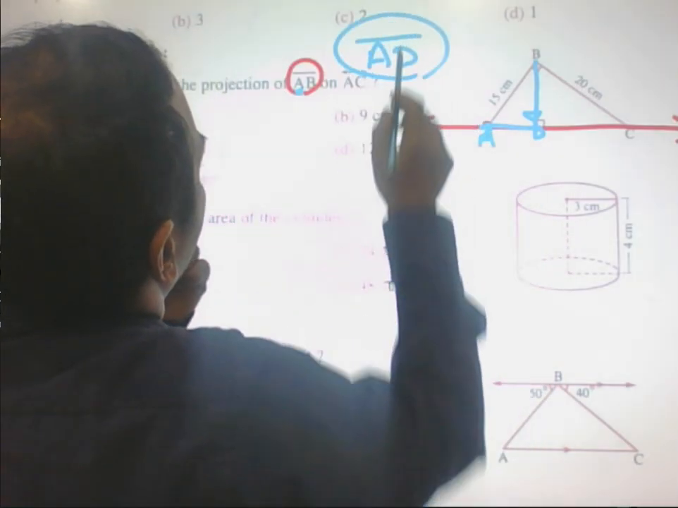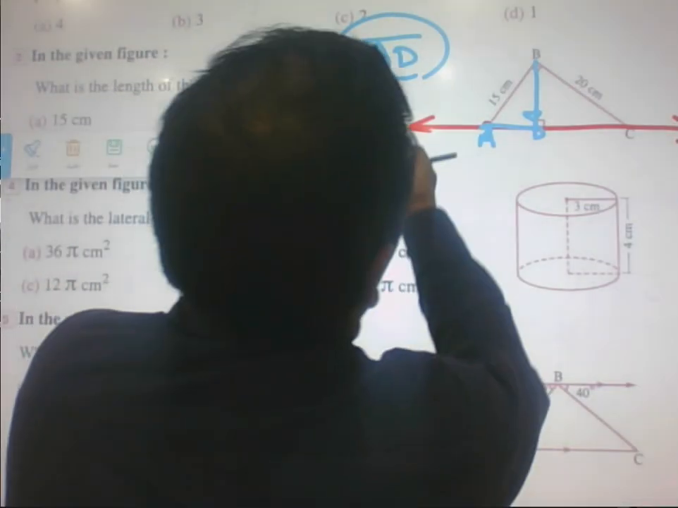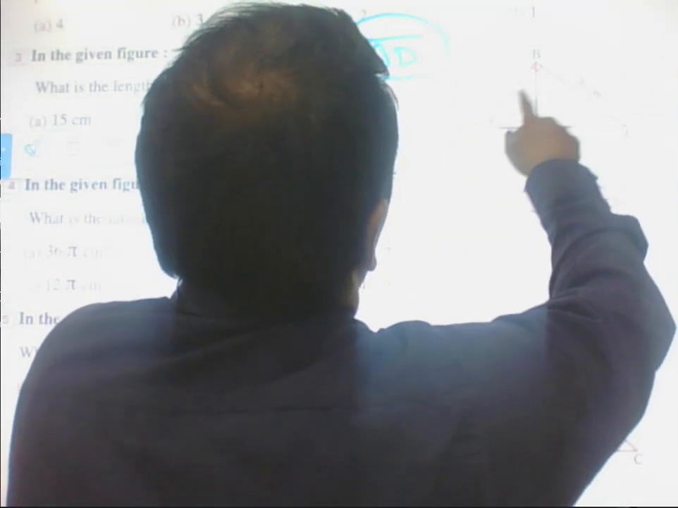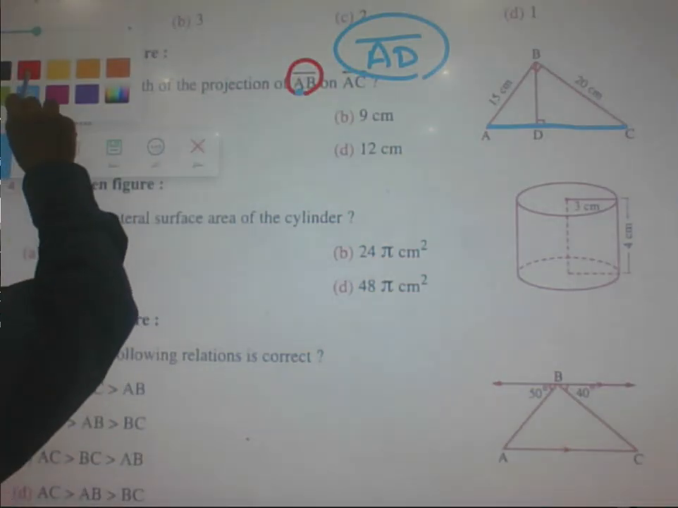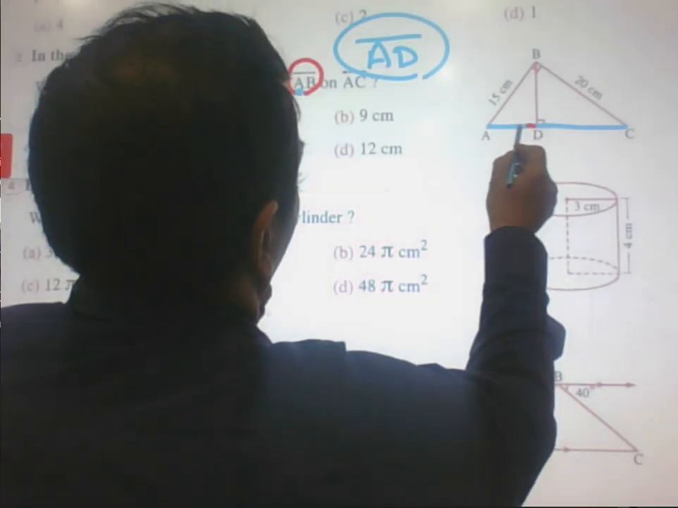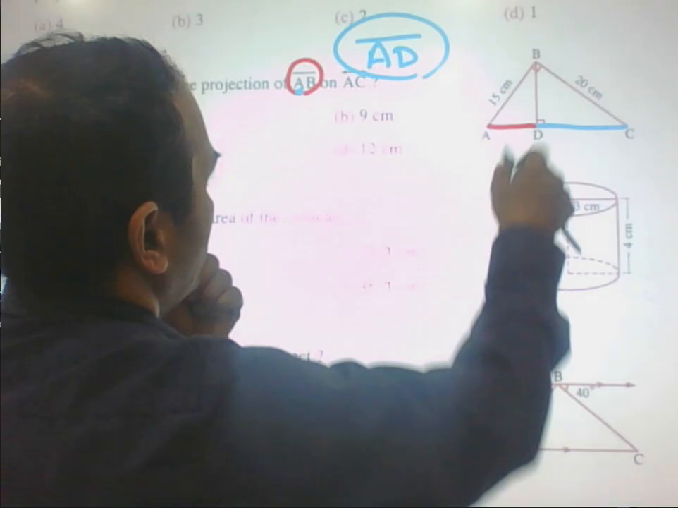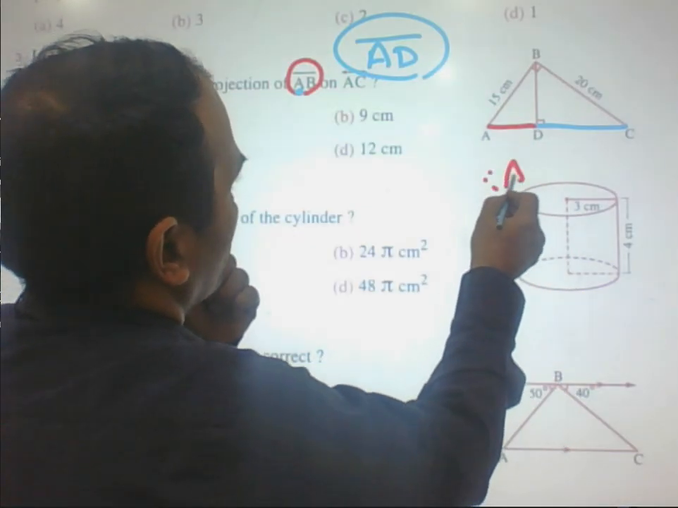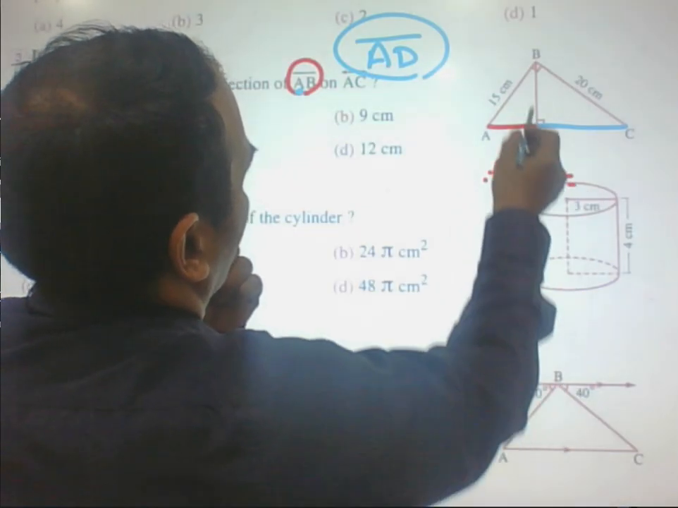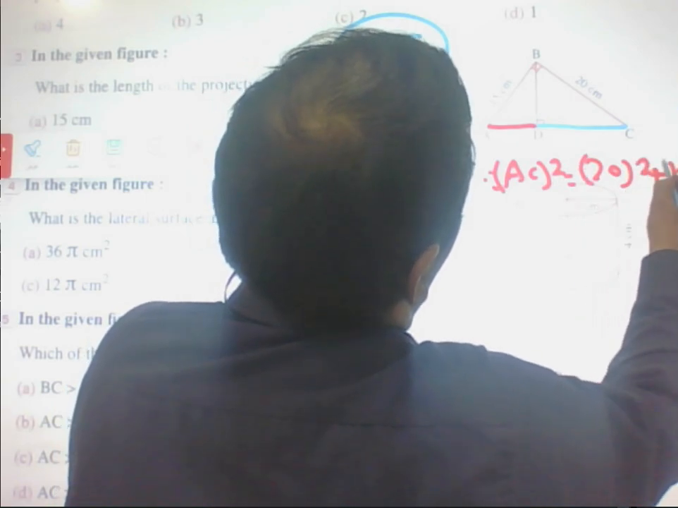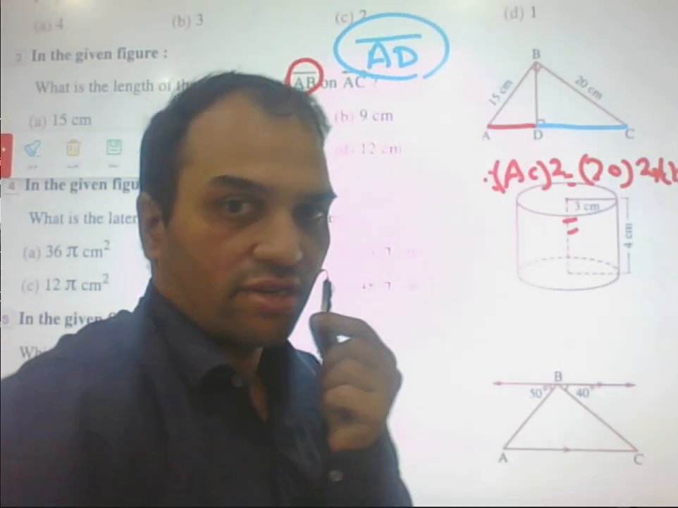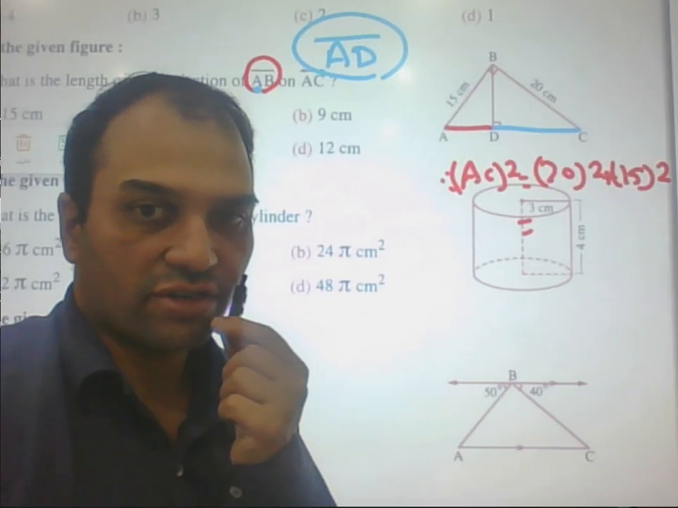How can we find the length of AD from Euclid's theorem? Look with me. First step, we have 15 and 20. First step, I will find AC from Pythagoras theorem. After that, I will find AD. Such that we can write AC power 2 equals 20 power 2 plus 15 power 2 from Pythagoras theorem.